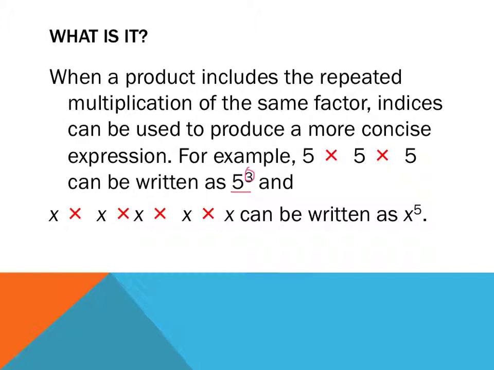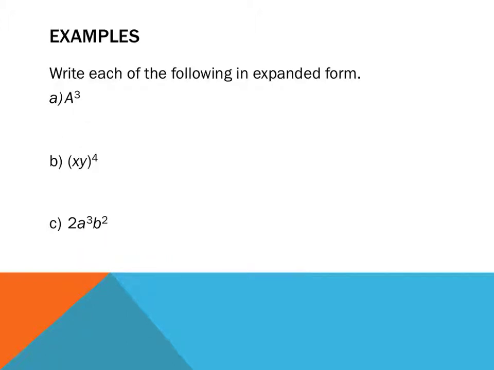Same as this, x times x times x times x times x. Instead of writing it all out like that, we can use an indice and say it's x to the power of 5. Okay. Having that idea, if we were to write these in expanded form, a to the power of 3 would be a times a times a.